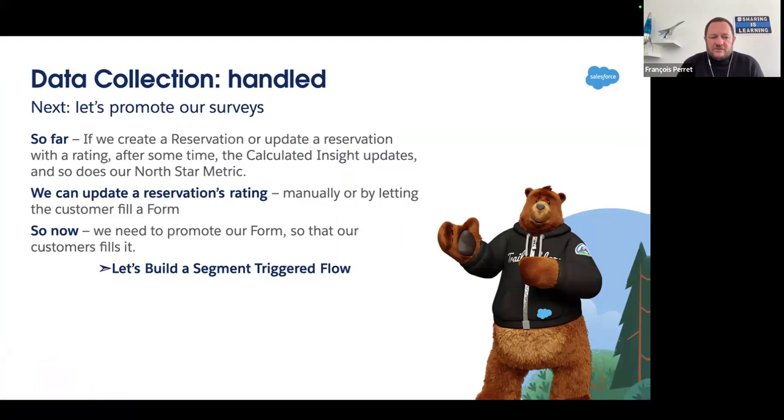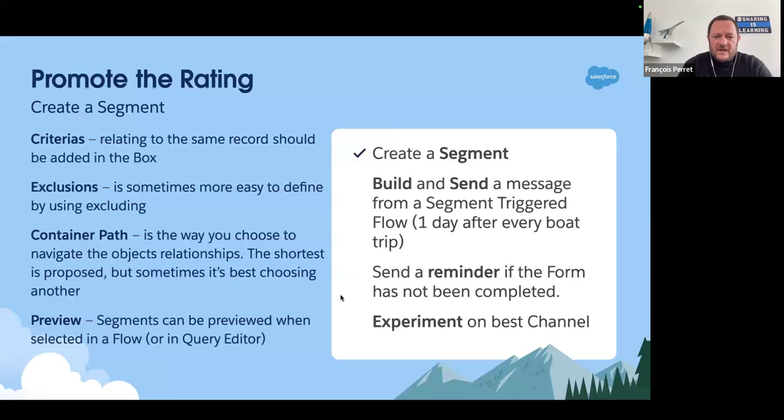So now let's promote our surveys. We created a reservation or updated the reservation with a rating. After some time, everything will be up to date. And now we not only can modify the rating from Salesforce, which is not very handy, but also from a landing page and from a form. And so what we need to do is to give access to that landing page, so we will promote it inside our campaign. To do this, we will create a segment triggered flow, which will be fed by a segment of persons to whom I want to send this landing page, so that they can fill in the actual form. So let's go to this.